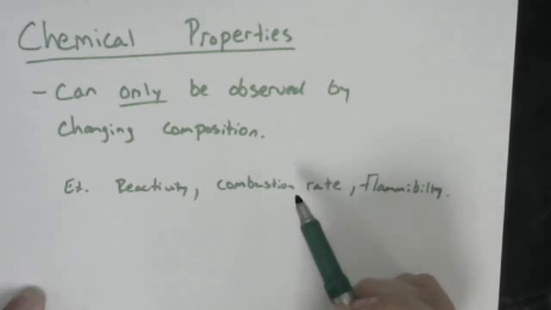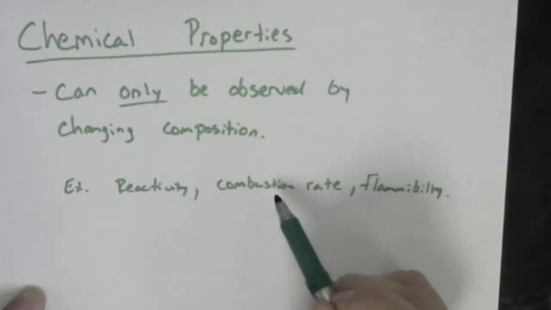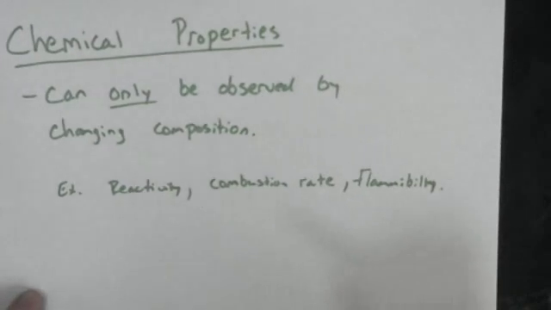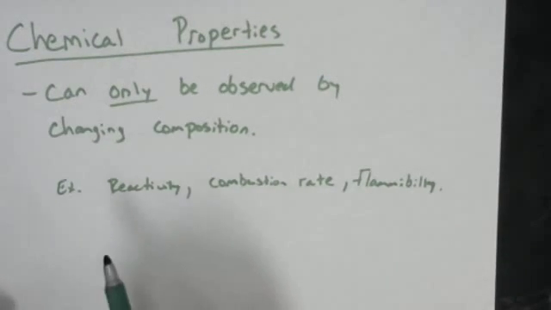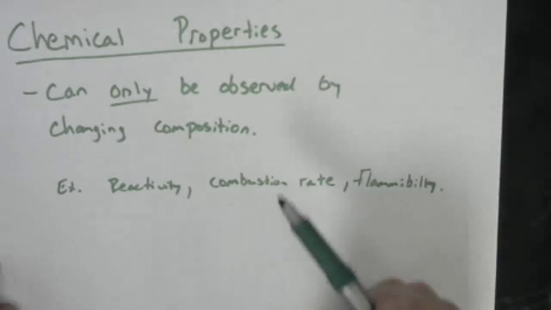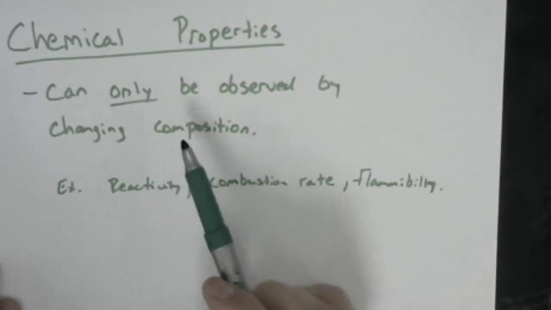Combustion rate, how fast was something burning, combustion rate and flammability, that's the same thing. It's about when will something burst into flames, or when will something catch on fire, or how easily it can catch on fire, stuff like that. If it's changing the composition once we find out that property, then it's a chemical property.